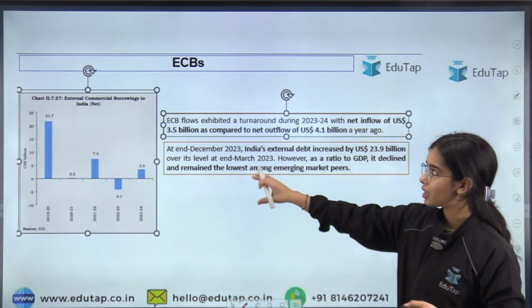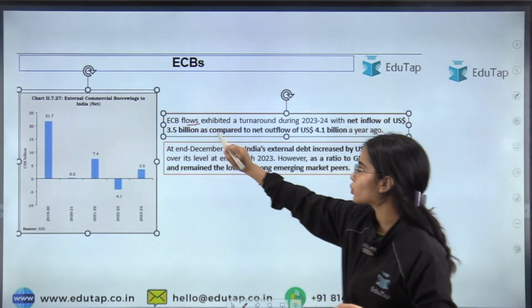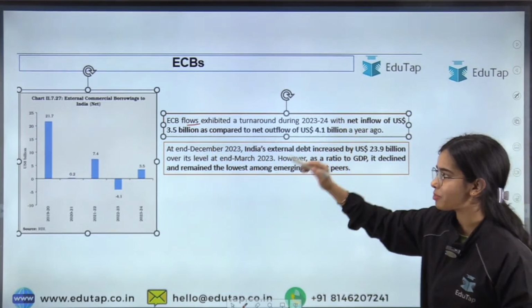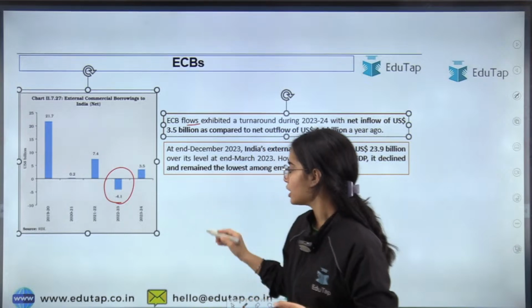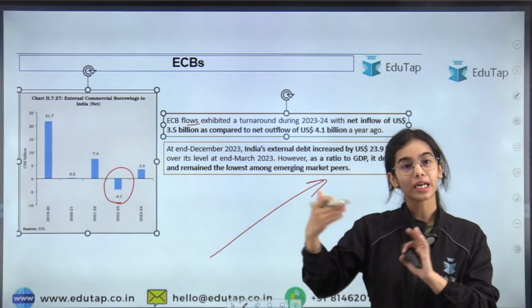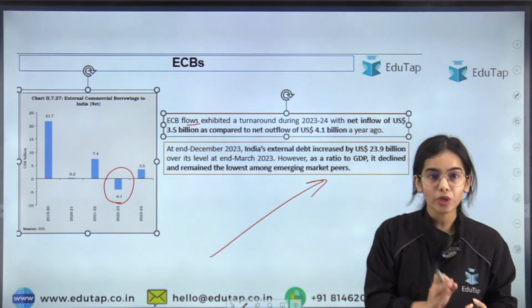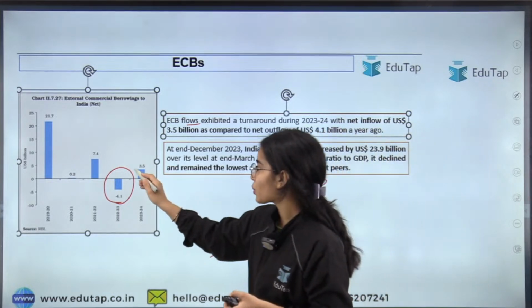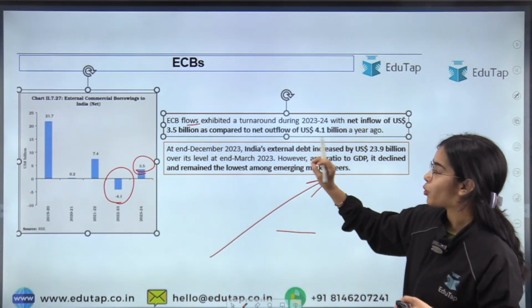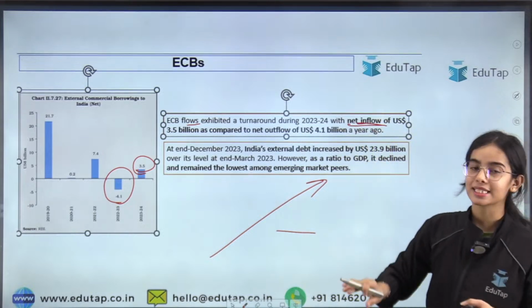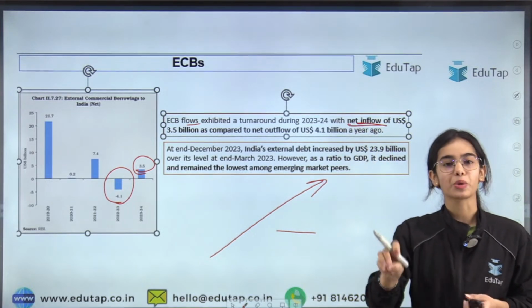Now, the external commercial borrowings flows exhibited a turnaround. That means before we were lending more to other countries, now we are borrowing more from other countries. That is why there is a 3.5 billion net inflow that has happened in this financial year of 2023-24.